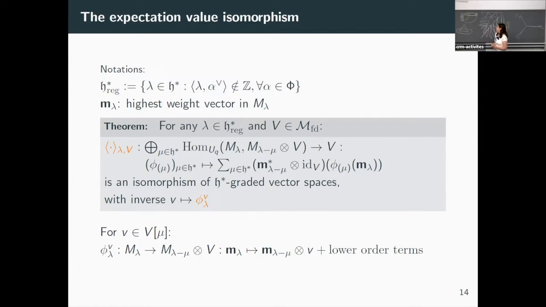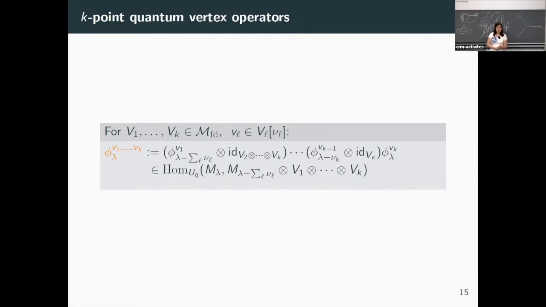In particular, if V is actually a weight vector, then this phi lambda V is a single intertwiner from our Verma module m lambda to the Verma module m lambda minus mu, where mu is the weight of our vector, tensored with V. It precisely sends our highest weight vector to the corresponding highest weight vector tensored with the vector V plus some lower order terms, by which we mean terms which are of lower weight in the Verma module and of higher weight in the finite-dimensional module. So the total weight will always be preserved. And these sums that we get are finite sums, because our representation V is also finite dimensional.